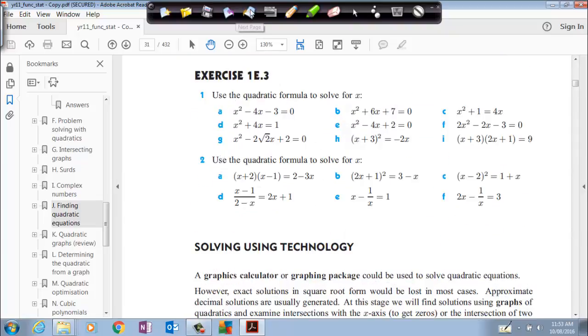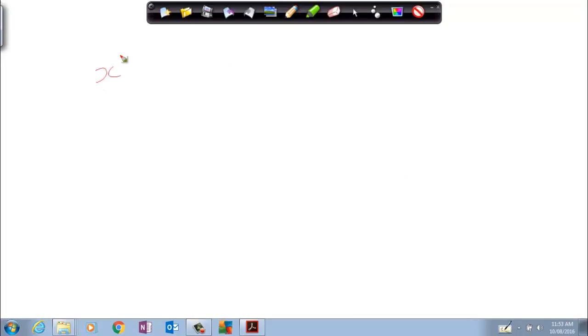I'll do the first one. X squared take 4x take 3 equals 0. Alright, now we want to use the quadratic formula. First of all, you have to have it in the form ax squared plus bx plus c, and we do. And that means a is 1, because that's the coefficient of x squared. B is minus 4, the coefficient of x, and c is minus 3, the constant term.